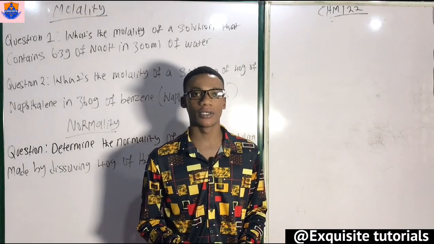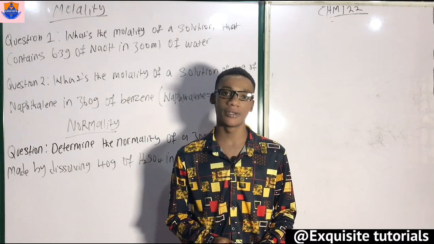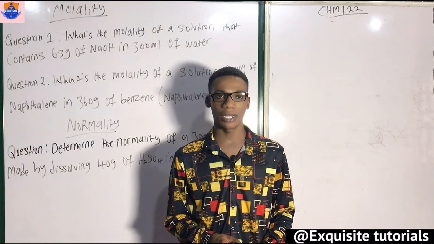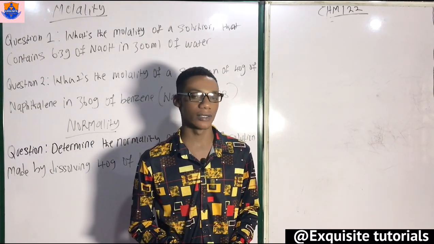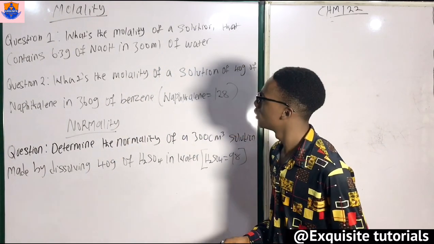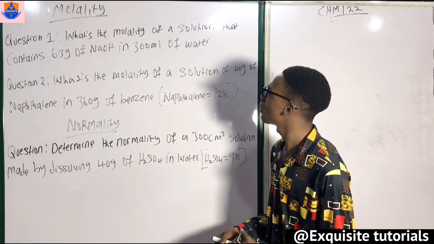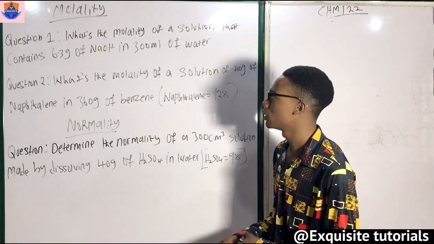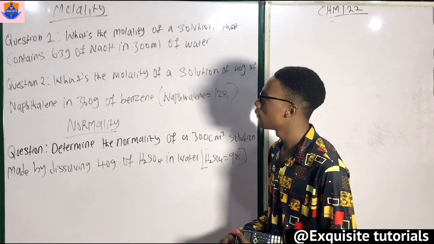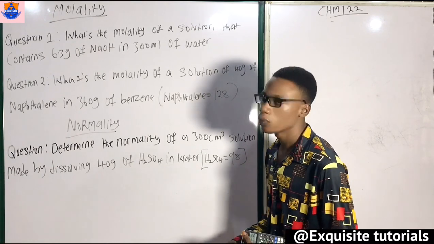We just talked about molarity. Now we move on to molality and then normality. So, what's the molality of a solution that contains 6.3 grams of NaOH in 300 ml of water?